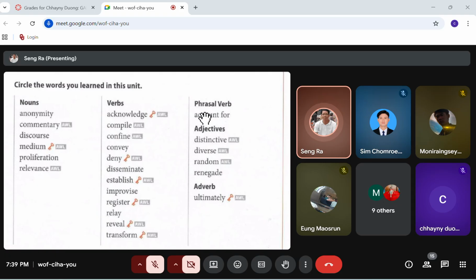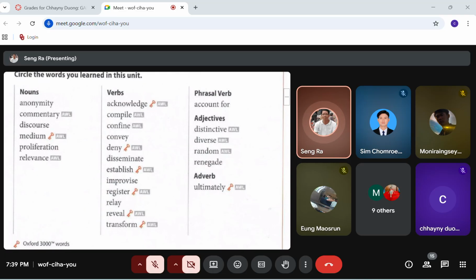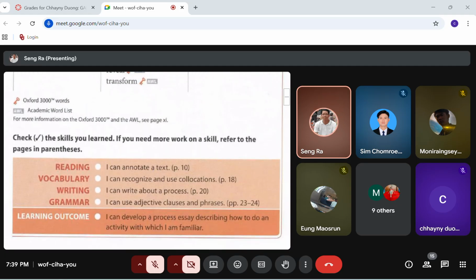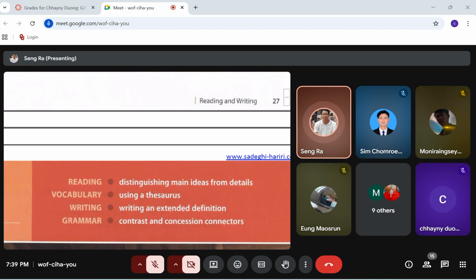Phrasal, adjective: distinctive, diverse, or do you pronounce it diverse or diverse, random, renegades, and an adverb, ultimately. So I want you to learn all these words to prepare. I think that's all for this one.